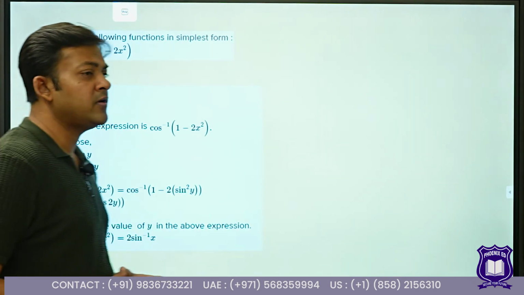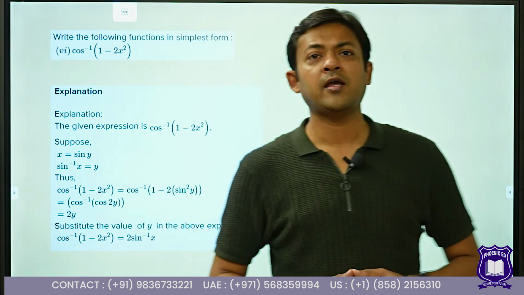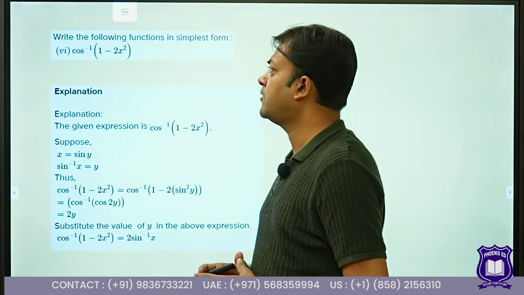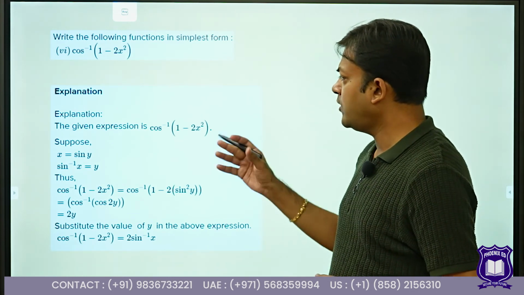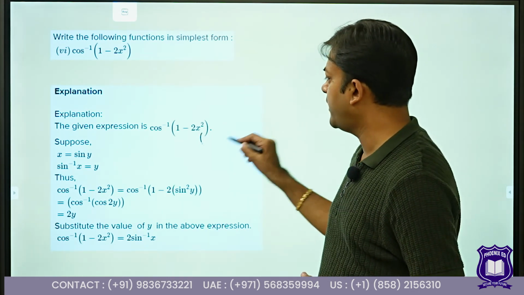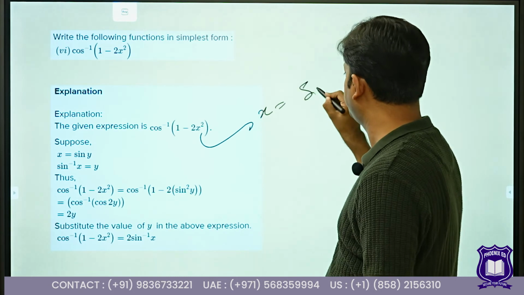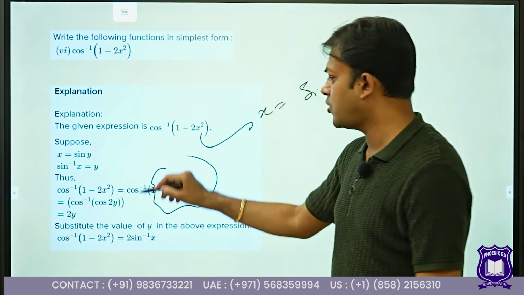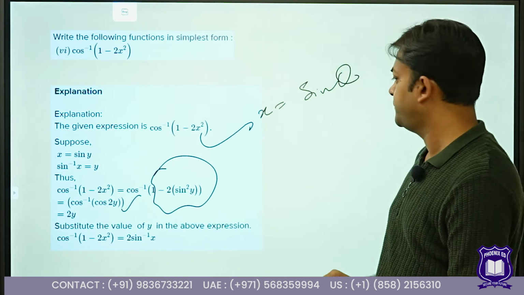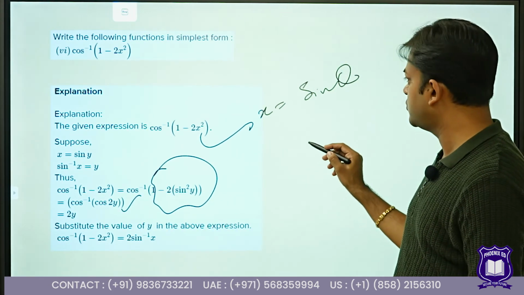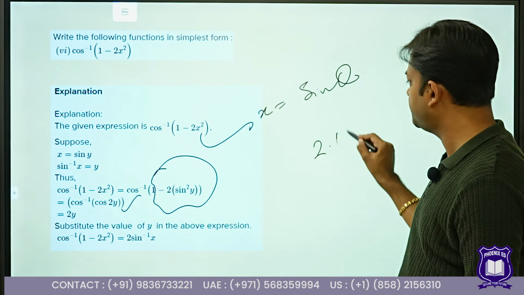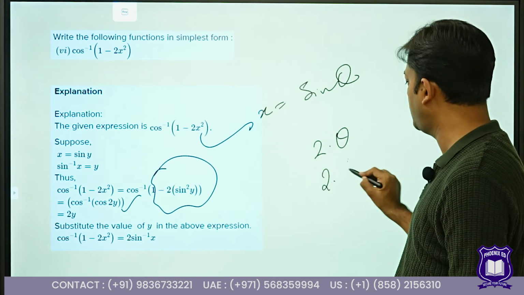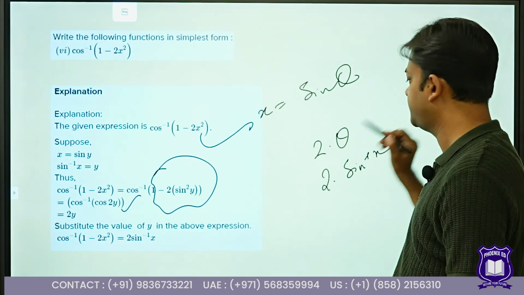The question says cos inverse of 1 minus 2 times x square. In order to simplify this, we need to simply put x equal to sine theta. On doing so, this expression becomes cos 2 theta, or cos 2y. So cos inverse of cos 2 theta would be 2 theta, and of course theta is equal to sine inverse x, so the answer would be 2 times sine inverse x.